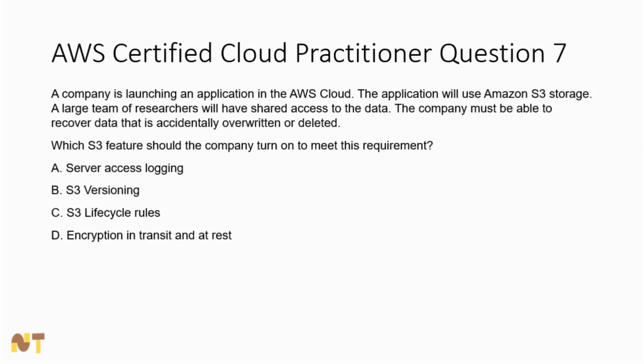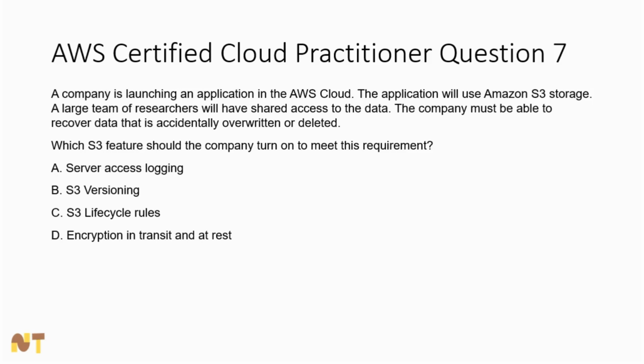A company is launching an application in AWS Cloud. The application will use Amazon S3 for storage. A large team of researchers will have shared access to the data. A company must be able to recover data that is accidentally overwritten or deleted. Which S3 feature should the company turn on to meet this requirement? Options are A. Server access logging, B. S3 versioning, C. S3 lifecycle rules, and D. Encryption in transit and rest.